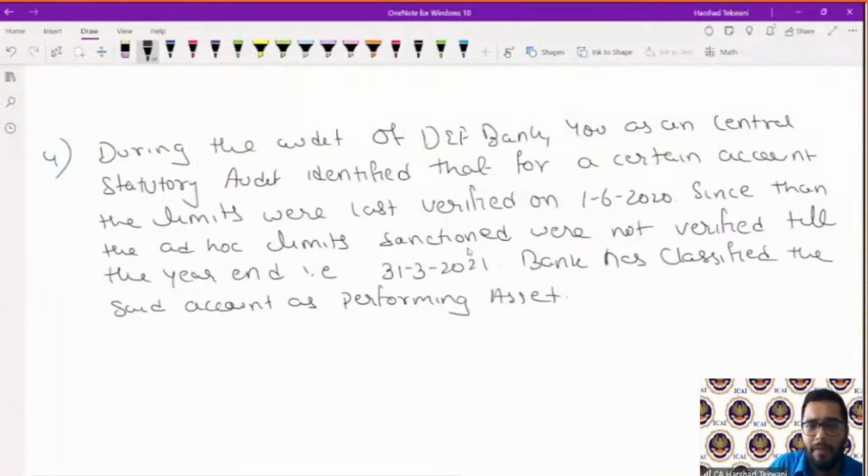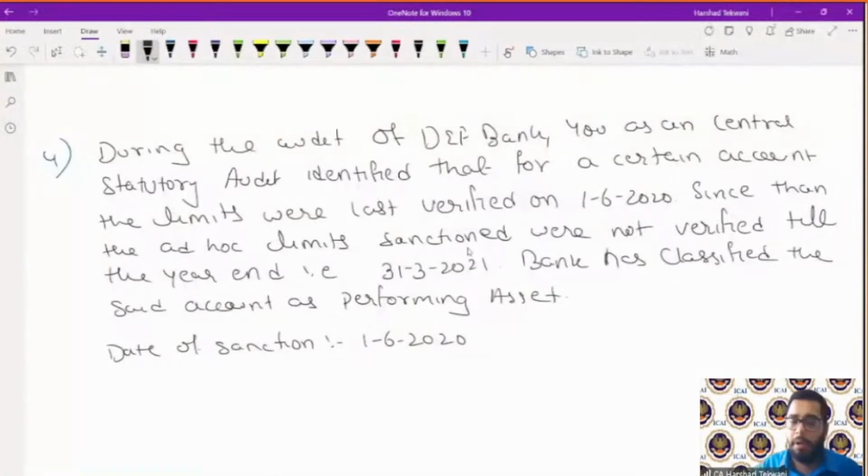Now this 1/6/2020 is the date of sanction also. Date of sanction, that is 1/6/2020, of that particular limit.